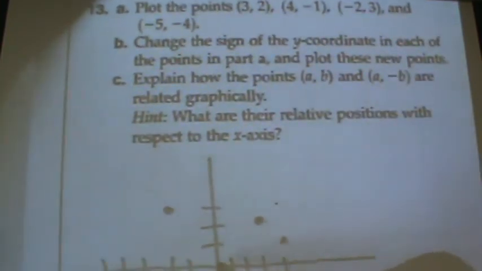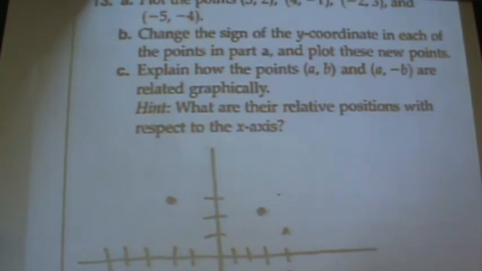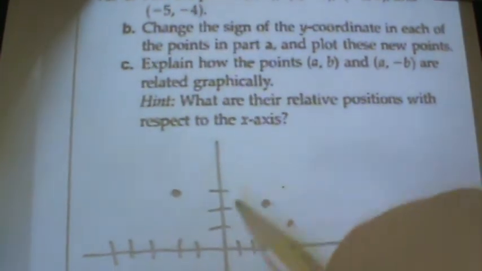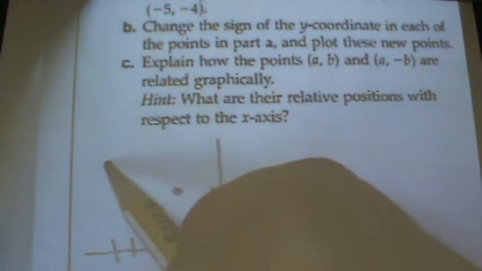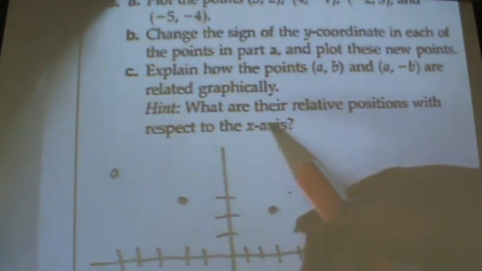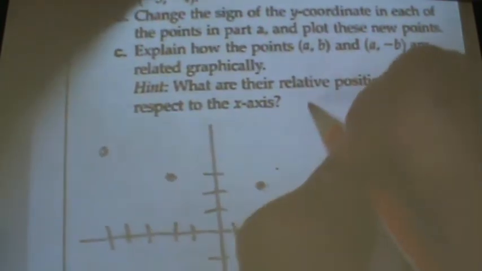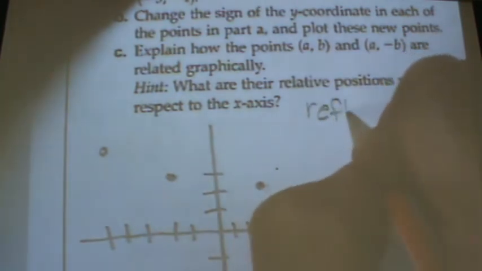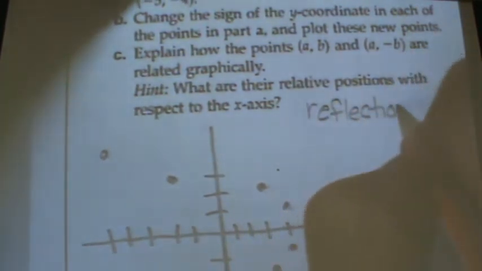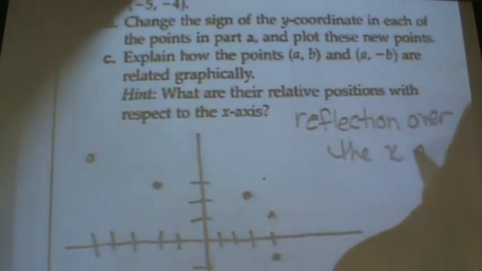(-2, 3), you're going to go (-2, -3), which is right here. And (-5, 4), instead of positive 4, you're going to do negative 4. So this point is mirrored. So explain how these points are related graphically. They are mirrored over the x-axis, so they are a reflection over the x-axis.